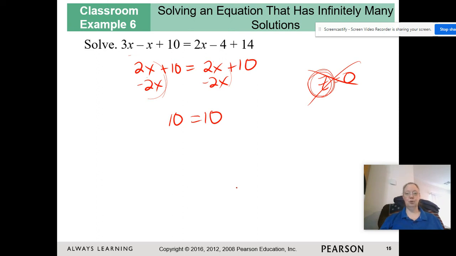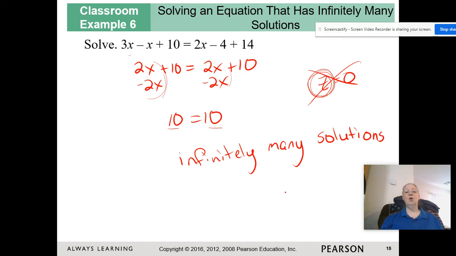And how do we know which is which? To figure out which is which, you check the number that we're left with, and see if the left side is equal to the right. If it is equal, then we would say it has infinitely many solutions. What that means is I could literally plug in my favorite number for x, and I would get a true statement. Your best friend Joe plugs in his favorite number, you would get a true statement. So any number at all that we plug in here is going to work in this equation.